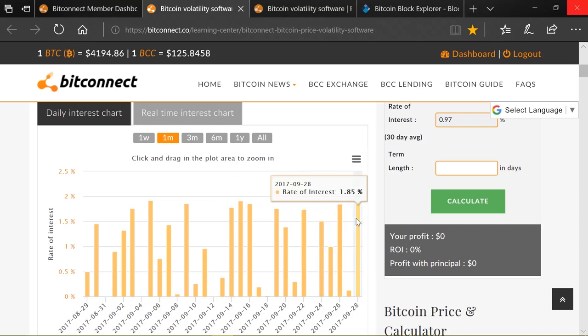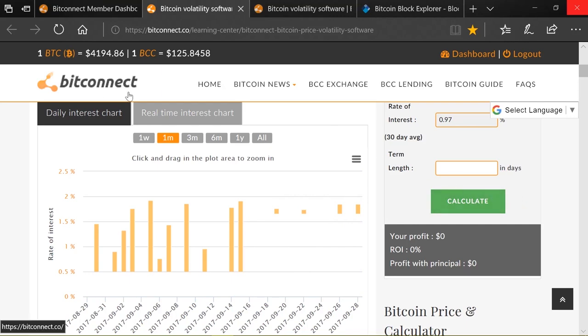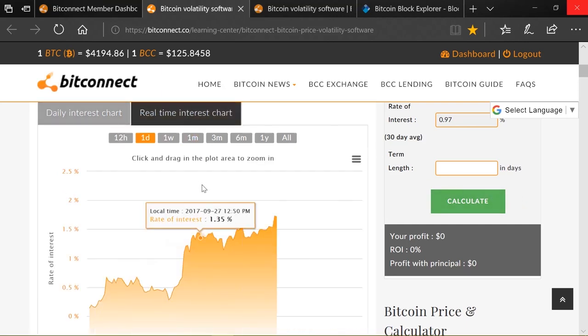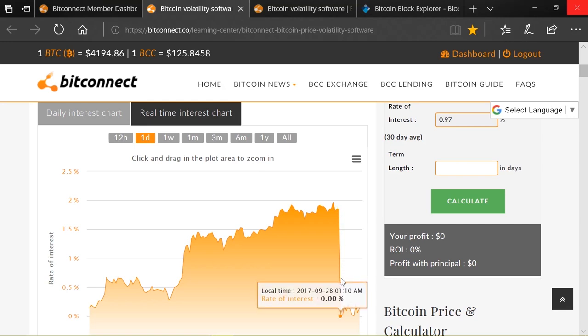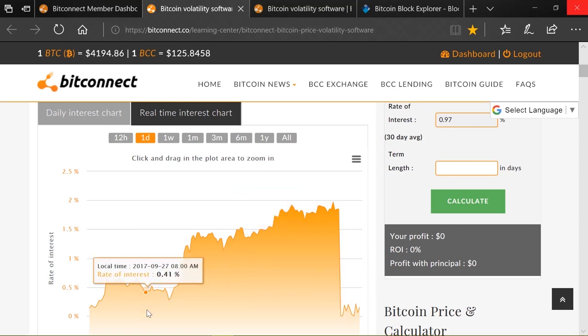If you stuck $1,000 in your bank, you wouldn't earn in a year what the Bitconnect platform will earn you in 5 days, even at high interest rates. So if we look at the history, you can see here the real-time interest chart. This is live. The reason this figure dropped is because it's 1 AM GMT, where the day starts anew and starts again from zero. Throughout the day, it shows you how the trades of the volatility bot are working.